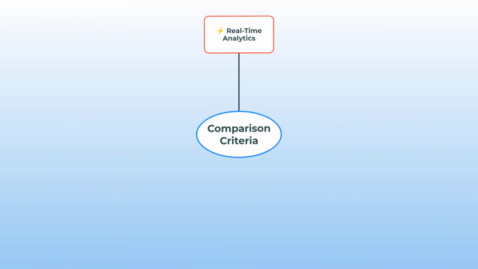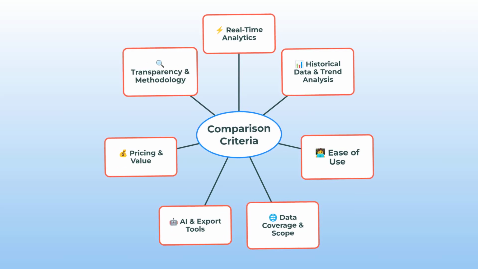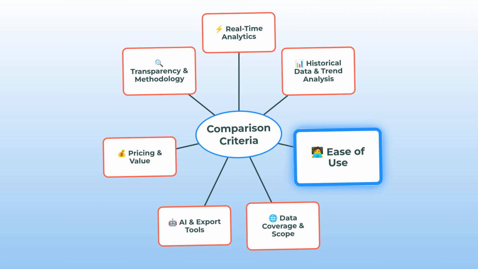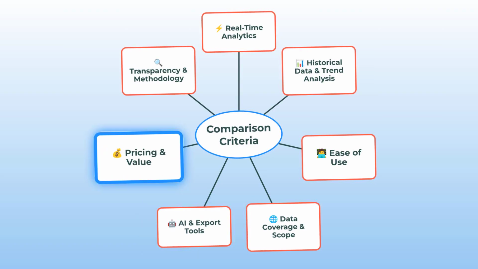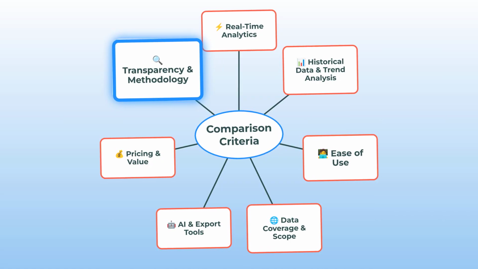All right, here's our little roadmap for today. We're breaking things down into 7 categories. We've got real-time analytics, historical data and trend analysis, ease of use, data coverage and scope, AI and export tools, pricing and value, and finally, transparency and methodology. Simple, right? Let's start from the very top.